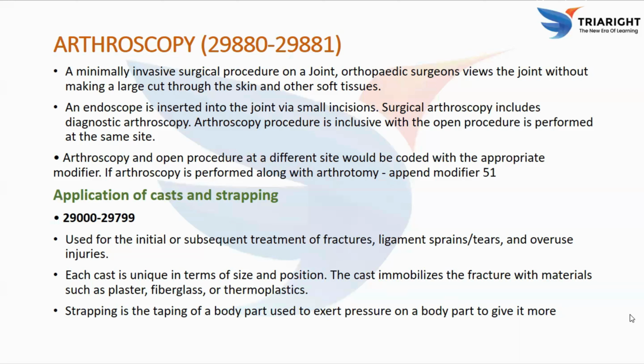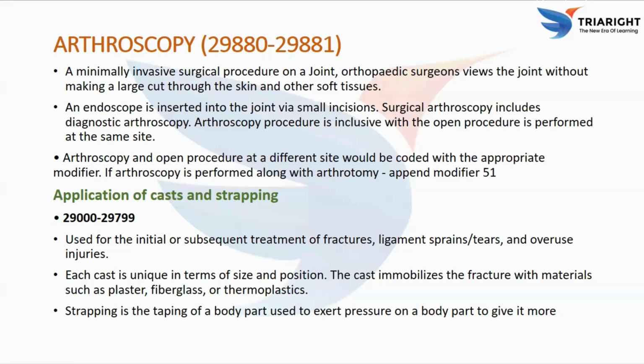So what is cast application? A cast is applied to immobilize the injured part. The materials used in casts are, for example, plaster, fiberglass and thermoplastics. Each cast is defined by the body part, the position and the type of cast. Examples are short arm cast, long leg cast and thumb spica cast. What is strapping? Strapping is taping or wrapping a body part. The purpose of strapping is support, compression and limiting movement, not full immobilization. It is commonly used for sprains, mild injuries and sports medicine cases.